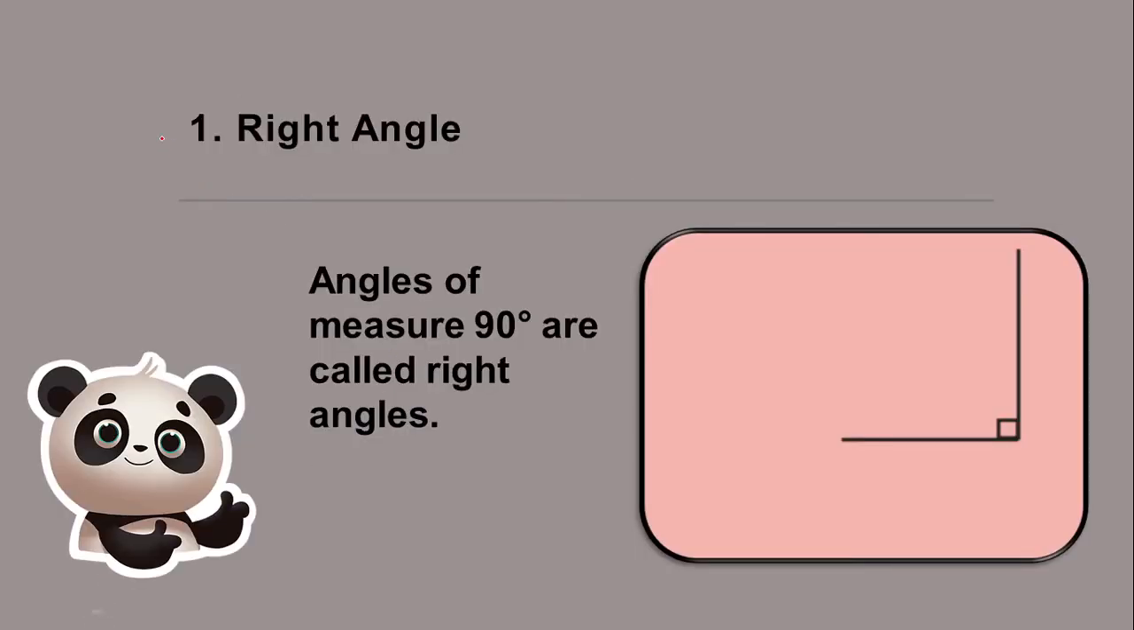The first type of angle is a right angle. So what exactly is this right angle? The angles of measure 90 degrees. The angles which measure exactly 90 degrees, not 1 degree less or 1 degree more, are called right angles. Okay, so here is what it exactly looks like.